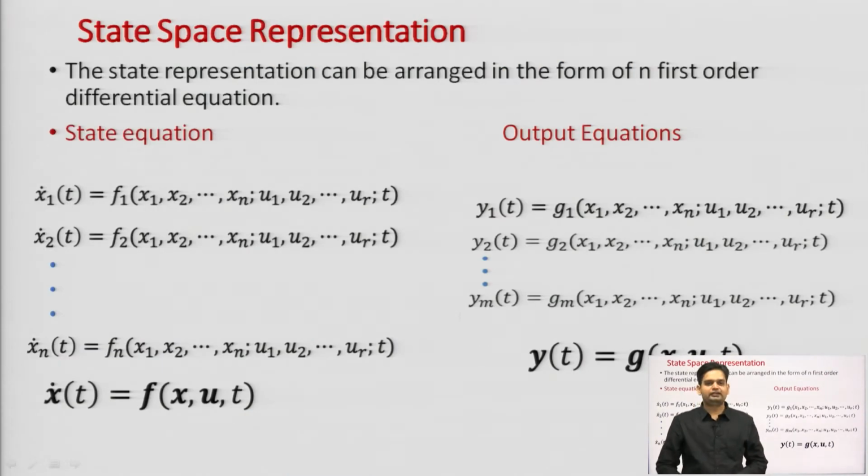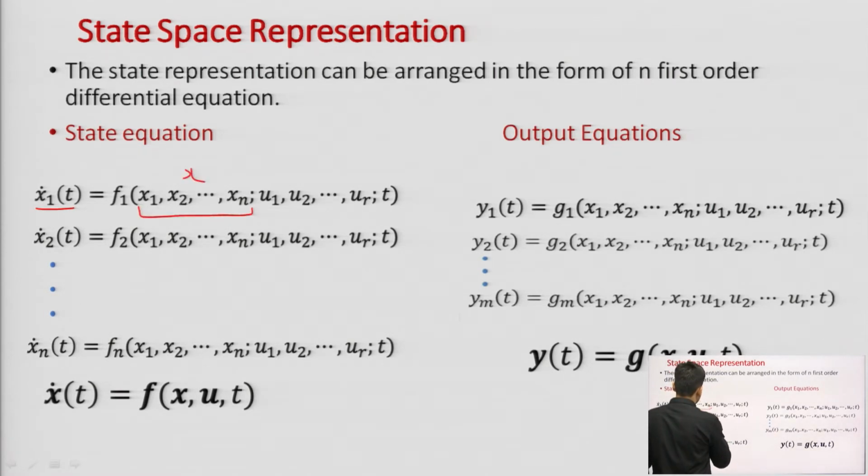Now, the state space representation we will see. Here x 1 dot, the derivative of a state variable, may be a function of the state vector x, and it may also be a function of u, that is, the inputs.